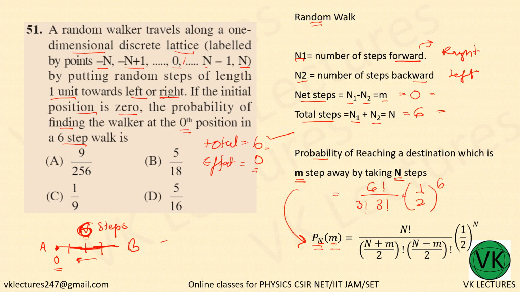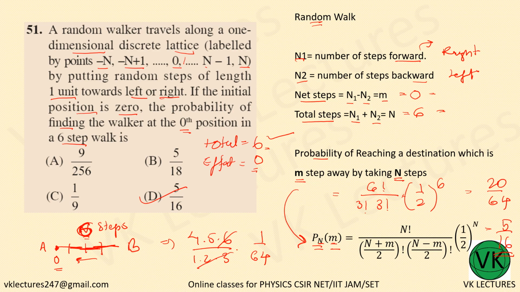So this is nothing but 6 factorial by 3 factorial, that is 4 into 5 into 6 divided by 3 factorial, which is nothing but 1 into 2 into 3, and 1 by 2 whole to the power 6 is nothing but 1 by 64. Okay, so this is 2 into 3 and 6 gone, so 20 by 64. Your answer is 20 divided by 64, divided by 4, you will get 5 divided by 16. So your option D is correct.